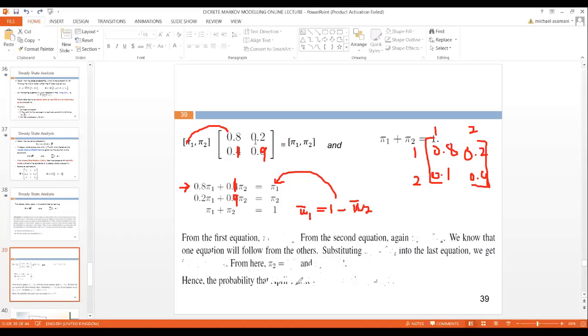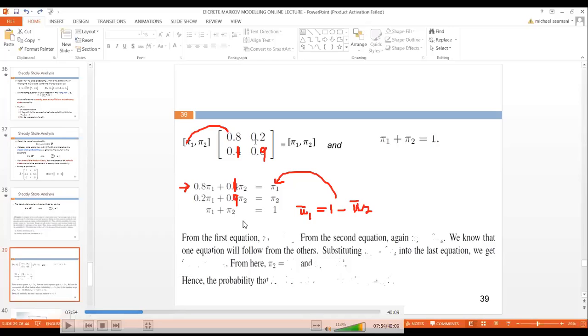So please, in this case, the pi 1 that we are substituting should be substituted in both sides. That's going to be 0.8 times the pi 1, which is 1 minus pi 2, equal to the minus pi 2, equals to pi 1, equation 1.